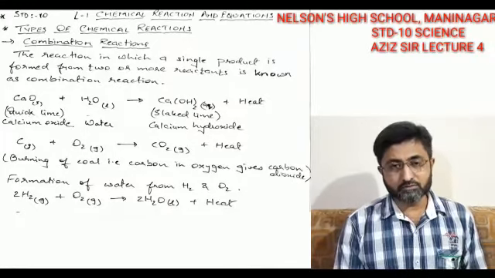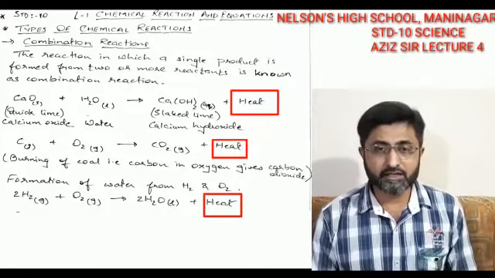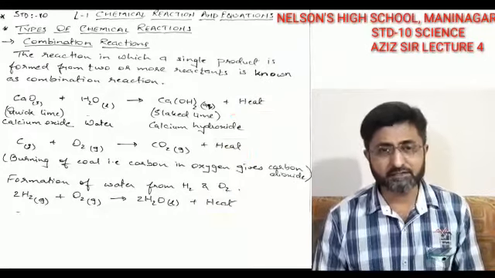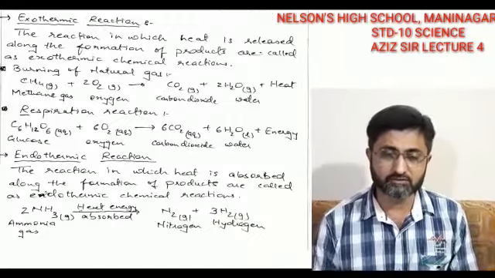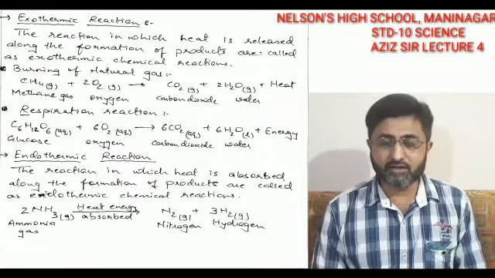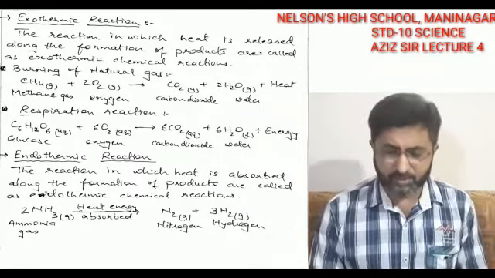Now two things that we are supposed to learn from the last three reactions: heat is produced. Heat producing and heat absorbing reactions are categorized into two types. One is called an exothermic reaction and the second is called an endothermic reaction. Heat is released in the formation of the products. Such kinds of reactions are called exothermic reactions. So there are many exothermic reactions.